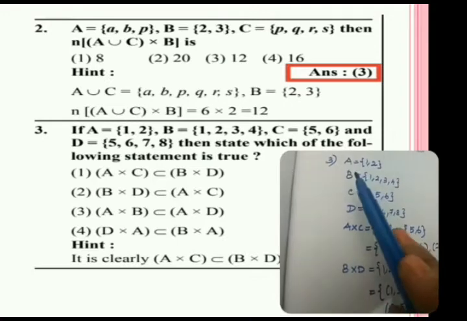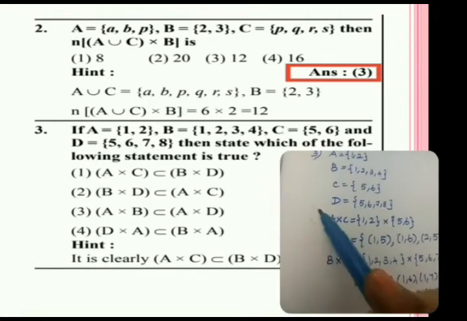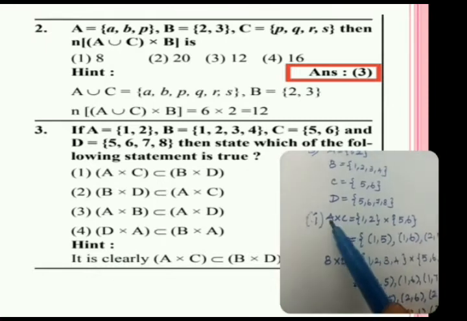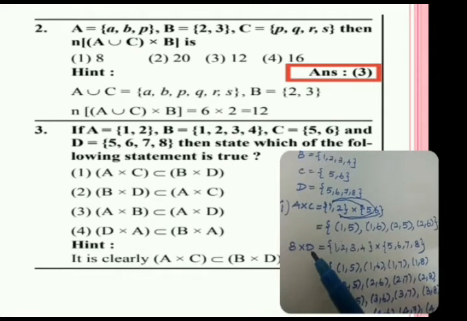Question number 3. Set A is equal to {1, 2}, set B is equal to {1, 2, 3, 4}, C is equal to {5, 6} and D is equal to {5, 6, 7, 8}. Then state which of the following statements is true. Let us prove the first subdivision. We can get the answer. A cross C: write A set cross C set. How to take the Cartesian product? First element: (1, 5) and (1, 6), just like doing algebraic multiplication. (2, 5), (2, 6). This is the value of A cross C. Finding B cross D, B set, D set, just like that.